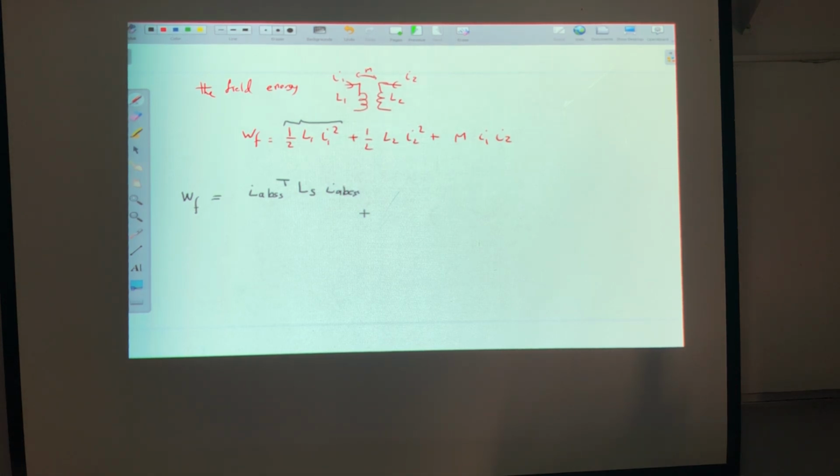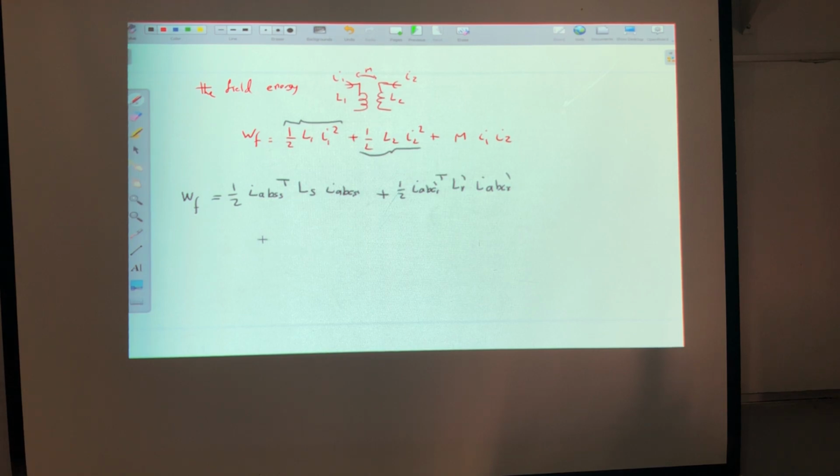You should respect that you are multiplying matrices now. I cannot multiply a column vector on a matrix, unless the column vector becomes after the matrix. Yeah? Then I need to add 1 over 2. Plus, who can give me this one? 1 over 2, the I ABCR dash transpose, LR dash, I ABCR dash. The last one, who can give me the last one?